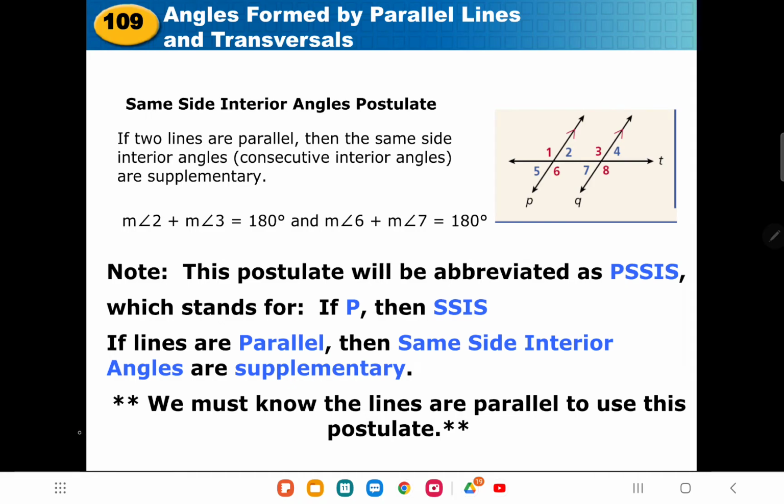We begin with the same side interior angles postulate. This is actually the contrapositive of Euclid's fifth postulate. It says that if two lines are parallel, then the same side interior angles are supplementary. Please note that we must know that the lines are parallel to use this postulate. We can use it here because both lines P and Q have the little arrowhead to show that they are parallel lines. We will abbreviate this postulate as PSSIS. If lines are parallel, then same side interior angles are supplementary.